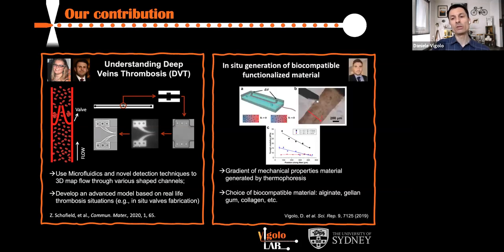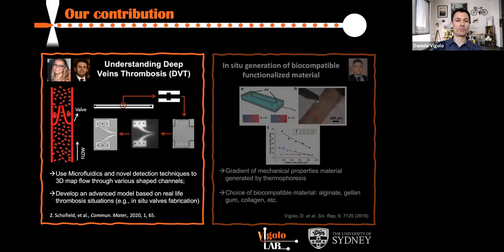The second part of my talk will be related to the tissue engineering part, and in particular, I will show you a new way that we devised to develop and control the characteristics of a biocompatible substrate. So the possibility to create these scaffolds where we can control locally the structure and the properties of the material to pre-program the cells to develop on this substrate. So I will start first with the deep vein thrombosis part.